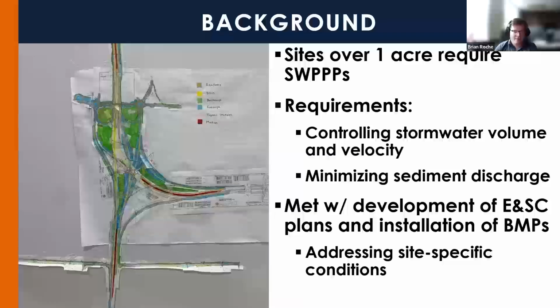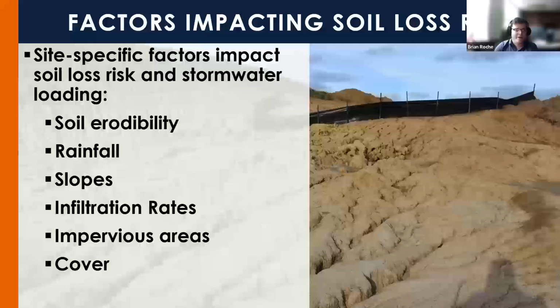So to prevent downstream environmental impacts of erosion and sediment-laden runoff, sites are required to develop stormwater pollution prevention plans if they're over 1 acre in size. These need to address site-specific conditions that can impact runoff rates or erosion. Those requirements are met with the development of erosion sediment control plans and the installation of best management practices that attempt to address those site-specific conditions. There are various site-specific factors that impact soil loss risk and stormwater loading on practices, including soil erodibility, rainfall rates, slopes, infiltration rates, impervious areas, as well as the cover on the soil.